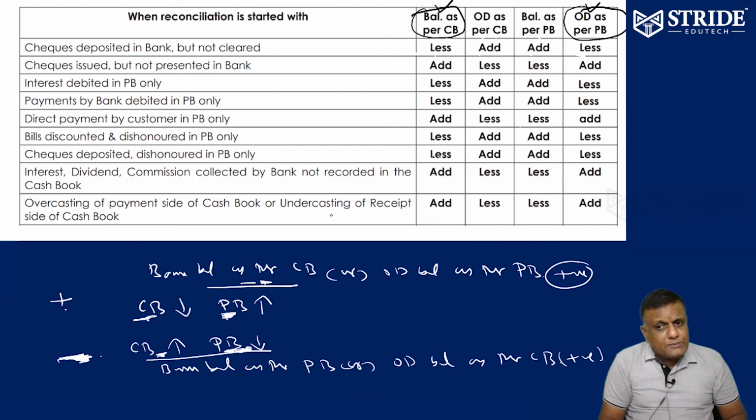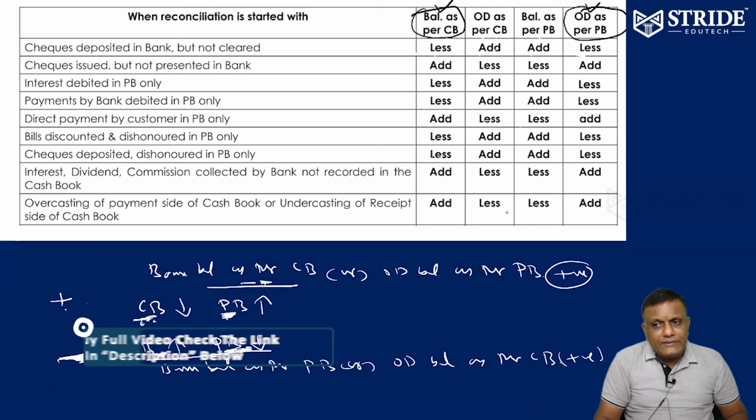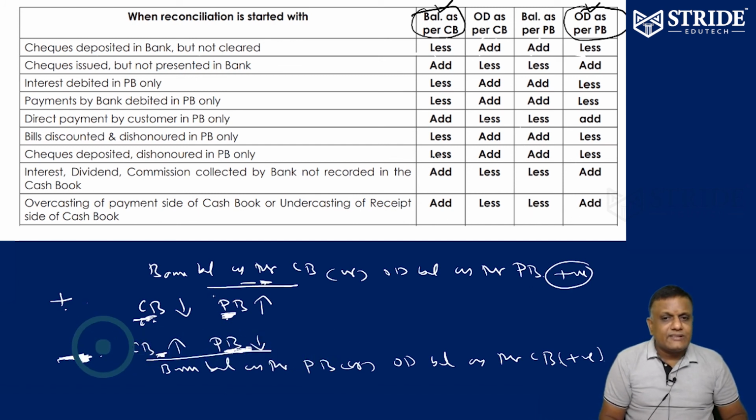Undercasting of receipt of cash book. Okay, you are showing lower receipt. You are showing higher payment, cash book down. You are showing lower receipt, cash book down. You are showing higher payment, cash book down. Therefore add. Reverse case, it is less.